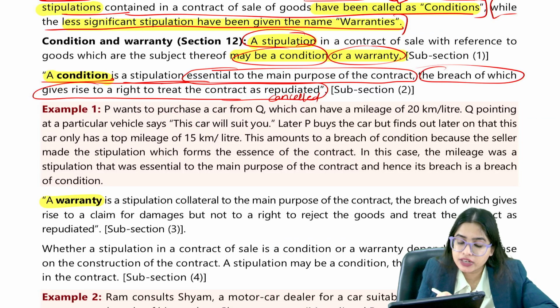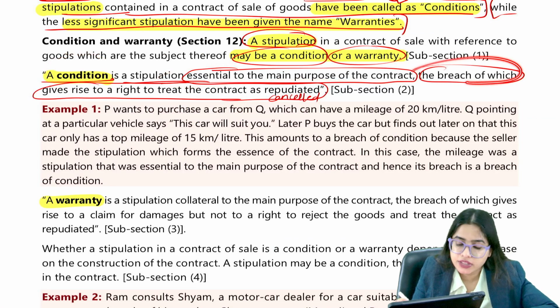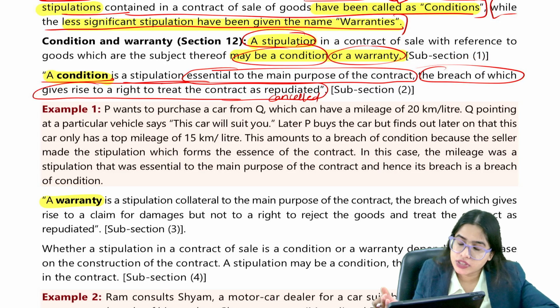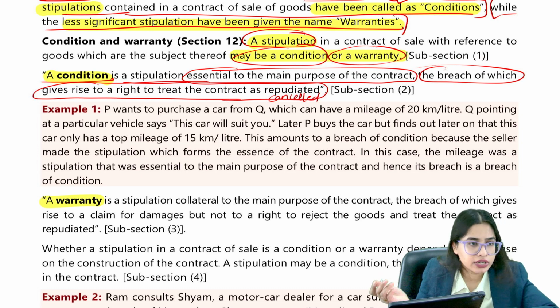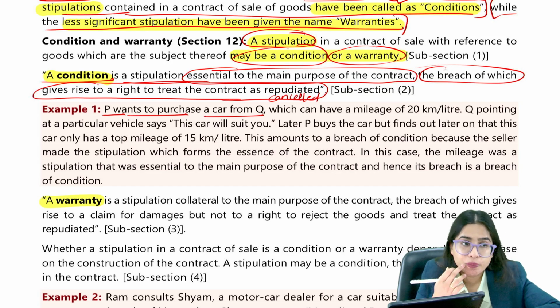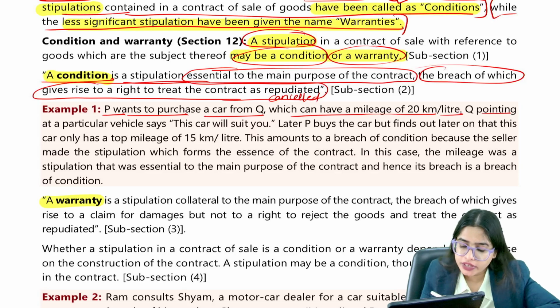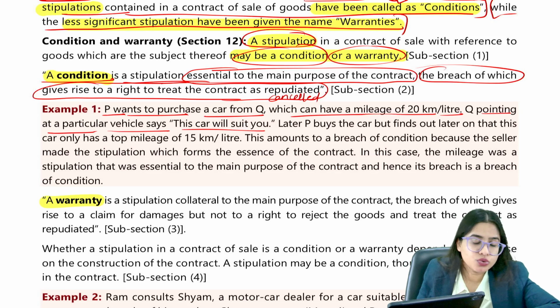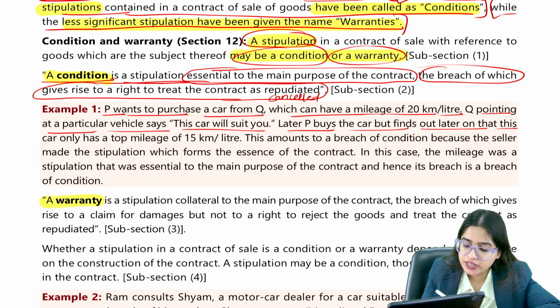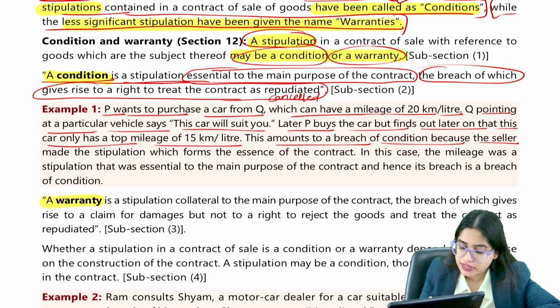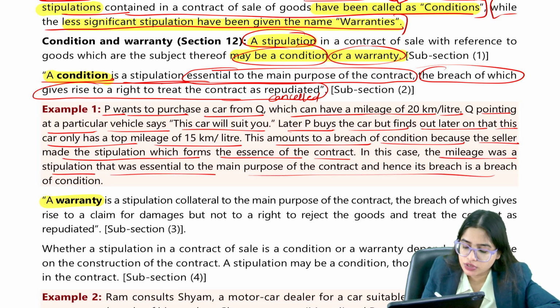So one point is given: a condition is essential to the main purpose of the contract, and its breach gives you the right to treat the contract as cancelled. In case the seller breaches the condition, you can cancel the contract. A simple example: P wants to purchase a car from Q which has a mileage of 20 km per liter. Q, pointing at a particular vehicle, says this car will suit you. Later P buys the car but finds out it has a mileage of only 15 km per liter. This amounts to breach of condition because the seller made a stipulation which forms the essence of the contract. Here, mileage was the stipulation essential for the main purpose.